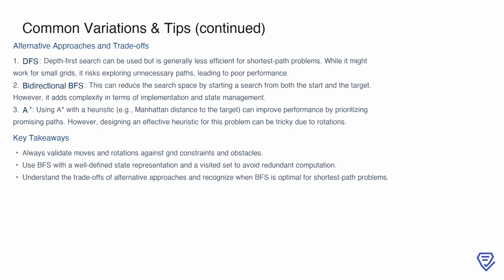Regardless of the approach, remember the key takeaways: always validate moves and rotations against grid constraints and obstacles, stick to BFS with a clear state representation and visited set for optimal performance, and weigh the trade-offs of alternative methods carefully. BFS remains the most reliable choice for solving shortest path problems like this one.